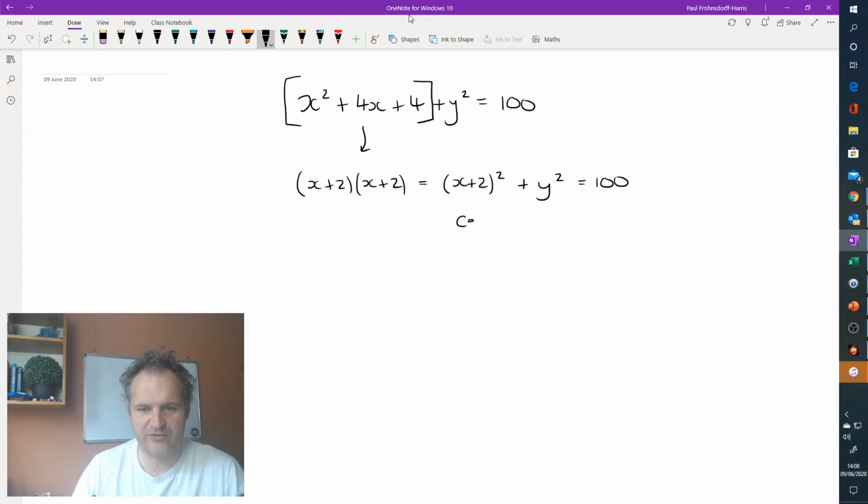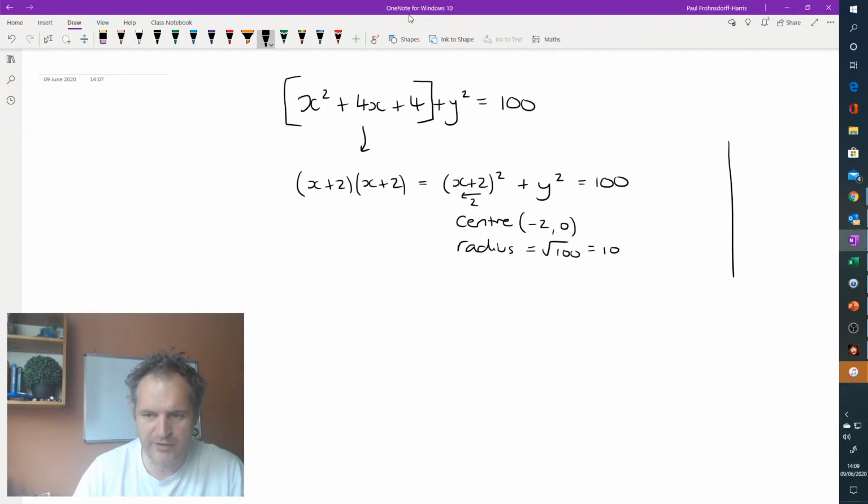So we would have centre, it's going to go backwards 2. So the centre is going to be minus 2, 0. This has not got a bracket, so it's just 0. And then the radius, the square root of 100, is 10. This is going to be the circle.